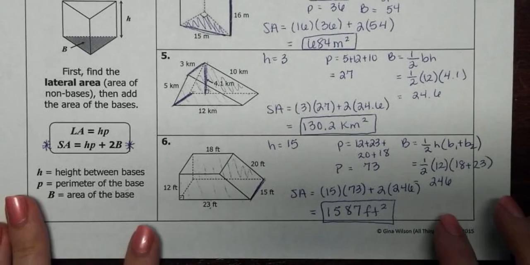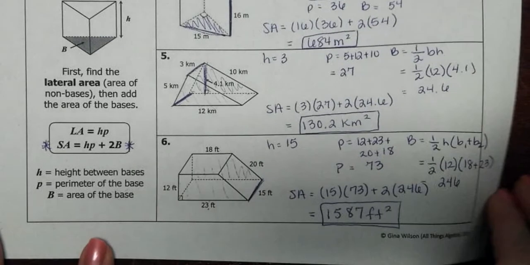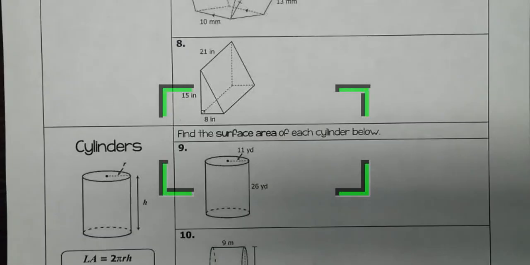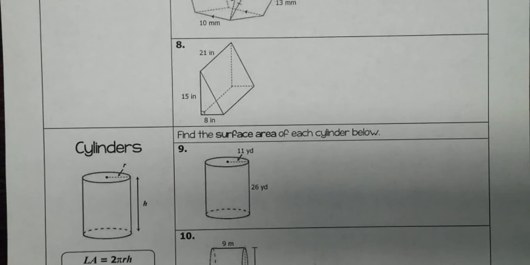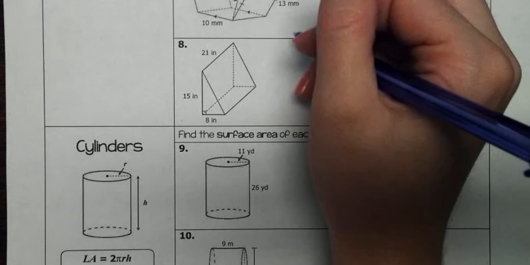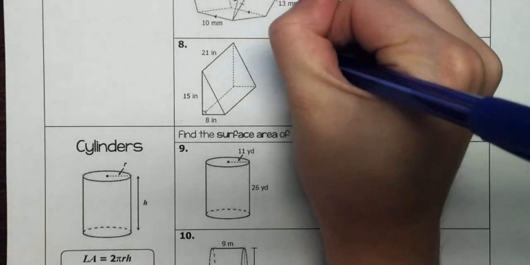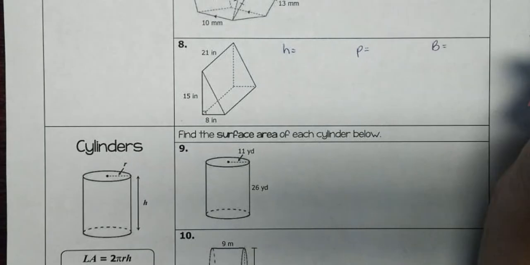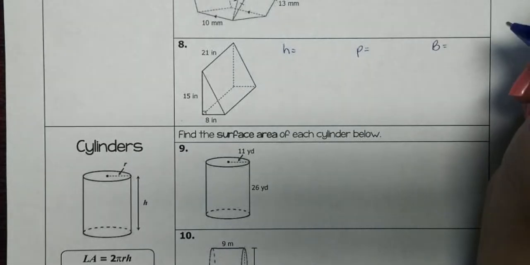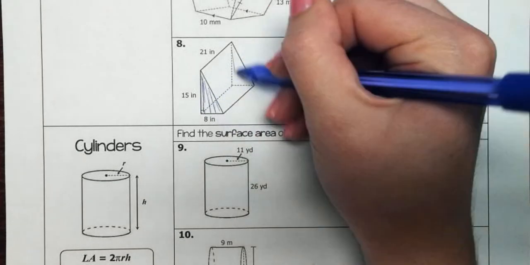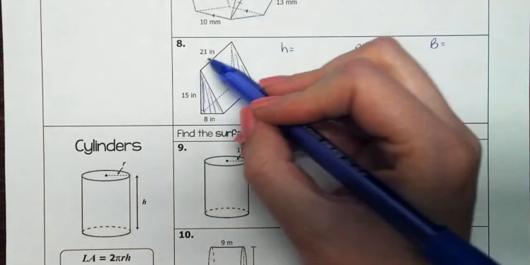Okay, flip it over, look at number 8, and then we'll look at cylinders. If you look at number 8, you still need your height, your perimeter, your area of your base. So your height between your bases are in the front and the back. The height between them connects them, that's going to be 21.